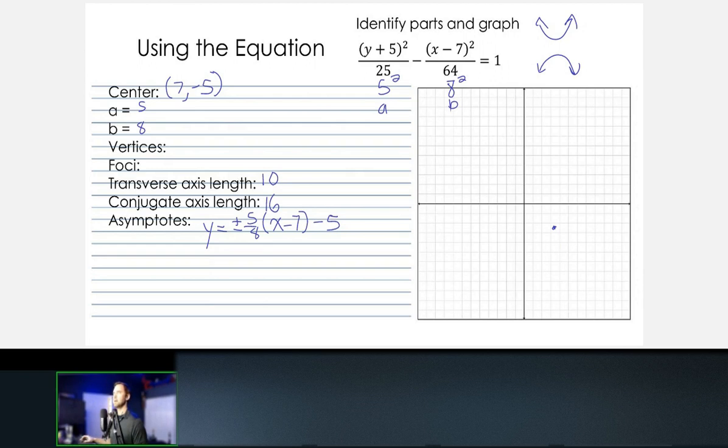All right, so let's go back and figure out what the vertices and the foci are. To get to my vertices, from my center, which direction will I be traveling?